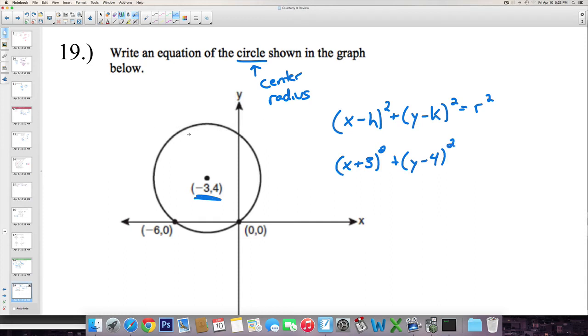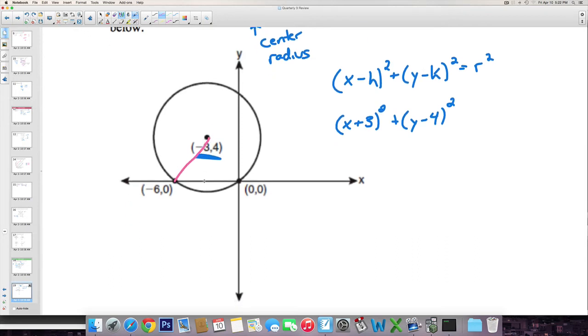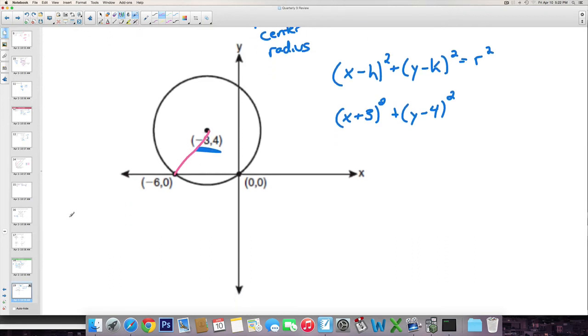But we don't have the radius. We could easily find the radius though. So this would be the radius. So we just need to find the distance. So we're going to need to use the distance formula. So distance equals square root of x minus x squared plus y minus y squared. You could put 1's here and 2's over here. Okay. So negative 6 plus 3 squared plus 0 minus 4 squared.